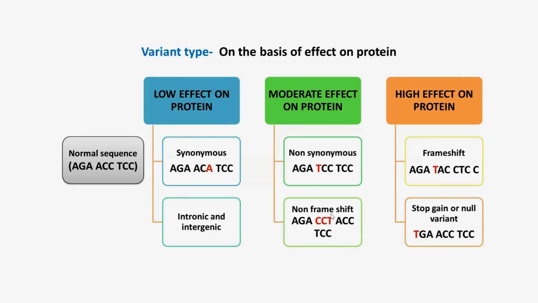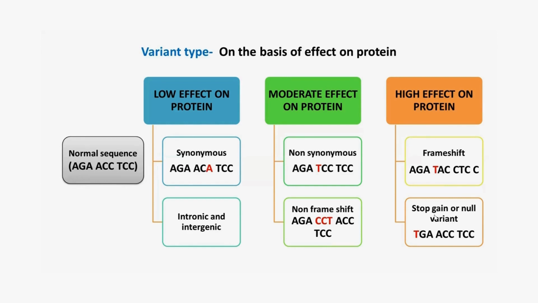The third category includes the variants which have high impact on protein, and it includes frameshift and stop gain variants. In frameshift, there is addition of a new nucleotide which will shift the frame of 3 nucleotides, or one amino acid. As we see here, there is addition of one nucleotide, that is T, that will change the whole protein after that.